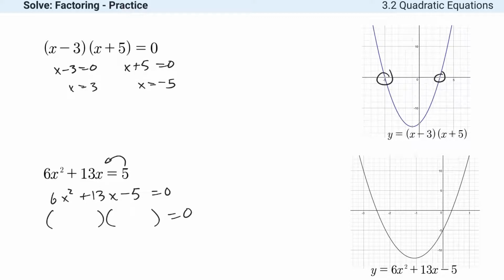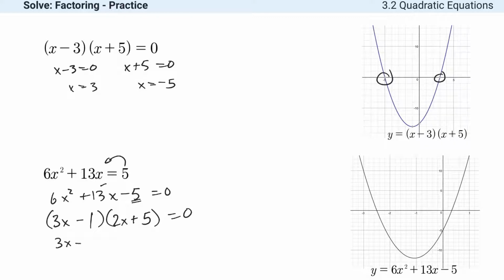Okay, so 6x squared, I might just change that to 3x and 2x. And then maybe I'll put a 5 here and a 1 there, because I have to get things that multiply to 5. Maybe I'll make this one positive, this one negative. Is that right? 6x squared plus 15 minus 2. Yeah, that's right. Good. So that is the factorization.